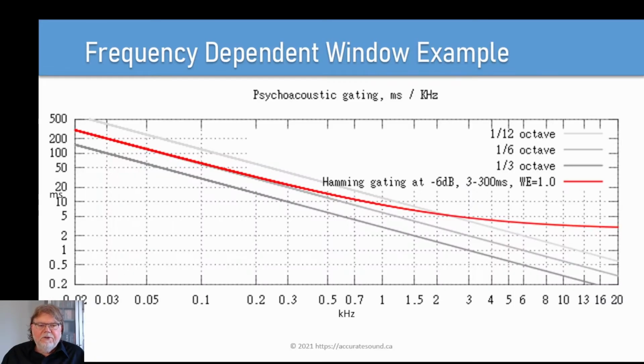Here's another way to visualize the frequency-dependent window. On the vertical scale, we've got time in milliseconds. On the horizontal scale, we've got frequency in kilohertz. Down at 20 hertz, we're getting close to a 500 millisecond window that's open. Then as we move up in frequency, like at 600 hertz, we've got a 10 or 20 millisecond window. And by the time we get to 10 kilohertz, we've got only a 1 or 2 millisecond window.